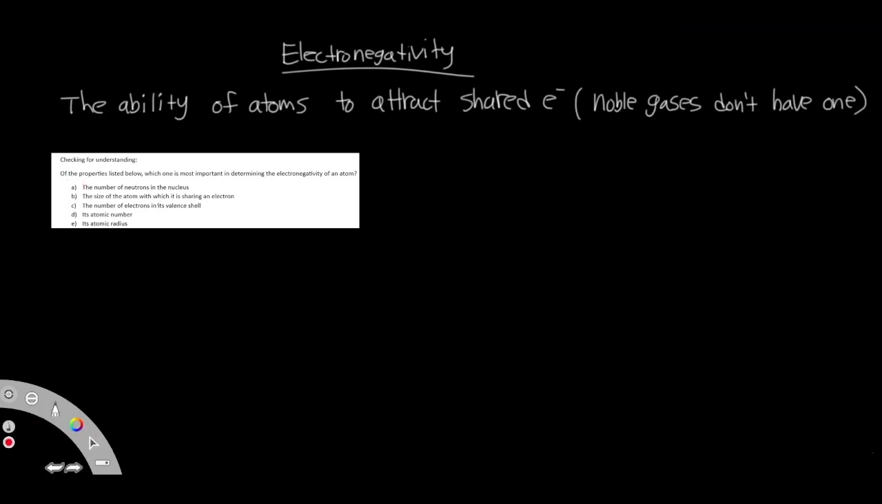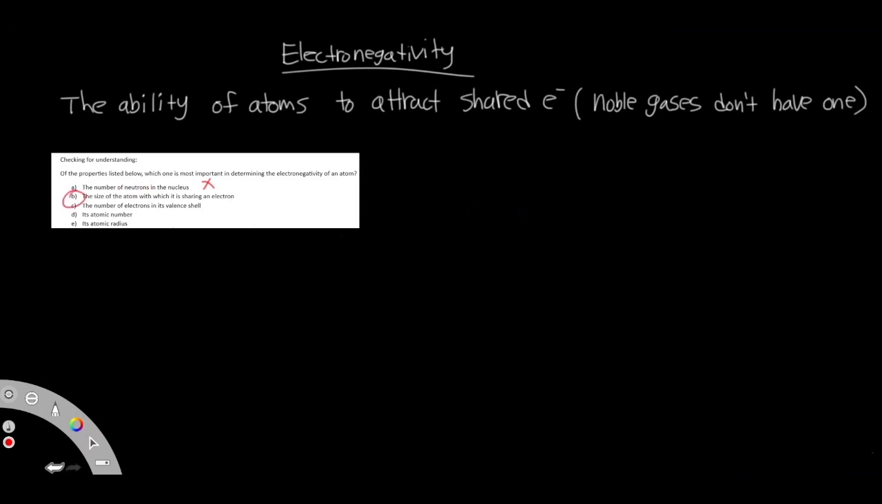A, the number of neutrons in the nucleus. This would not be a determining factor. The number of neutrons in the nucleus has nothing to do with the effective nuclear charge. The effective nuclear charge, remember Zeff, has to do with the atomic number. Atomic number is the same as the proton number. We care about the proton number. We do not care about the neutron number, so this is wrong.